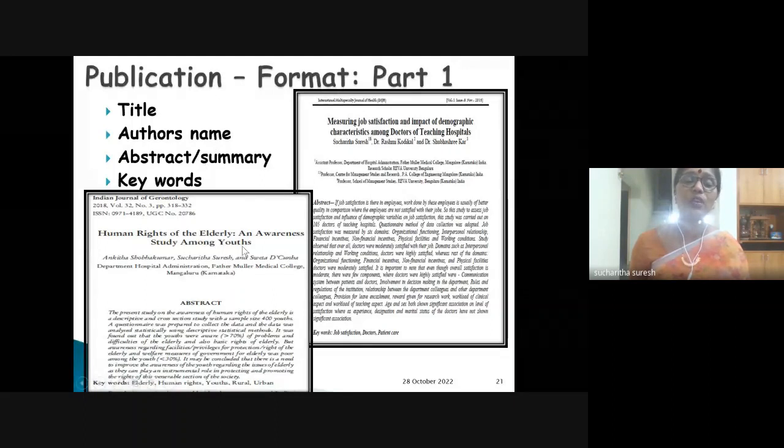There is one more along with our student. It is human rights of the elderly, an awareness study among youths. This is UGC-listed journal. We got this because there is only one journal for geriatric people, gerontology, the Indian Journal of Gerontology. It's very highly used and acceptance is very low, but still this study got accepted, with the same page, because it got accepted.